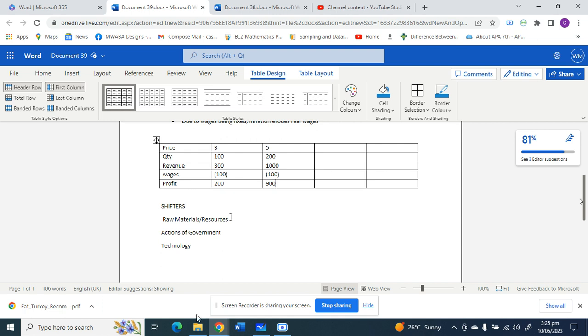And then actions of government is another shifter. If government imposes subsidies where they're offering financial aid to firms, firms tend to produce more. If government increases taxes, the cost of production gets higher, firms tend to produce less. That's why if government increases the taxes for mines, you see the mines are going to lay off the workers because costs of production have gone up. And the final shifter is technology. Better technology, you can supply more. Old technology, you'll be supplying less.